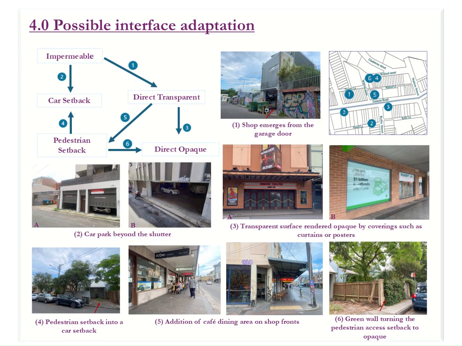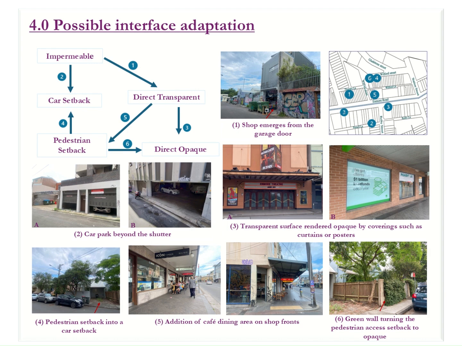In the earlier slide, we mapped the existing or instantly visible interfaces. However, these interfaces may not remain the same always and can have different possible adaptations. A few possible adaptations observed during the site visit in the study area are shown in this slide. For instance, in image 1, the closed rolling shutter initially indicated a blank or impermeable interface. However, upon opening, a shop with possible visual and physical access emerged, indicating the possibility of a direct transparent interface.